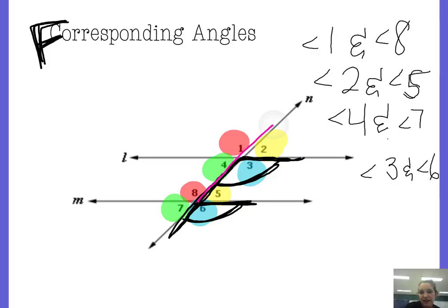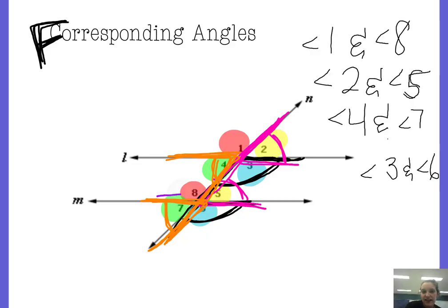Or like here, here's an upside down F, angle 5 and angle 2 are corresponding. Here's a backwards F, angle 4 and angle 7, that's a backwards F. And then an upside down and backwards F, angle 8 and angle 1. Those are also corresponding.